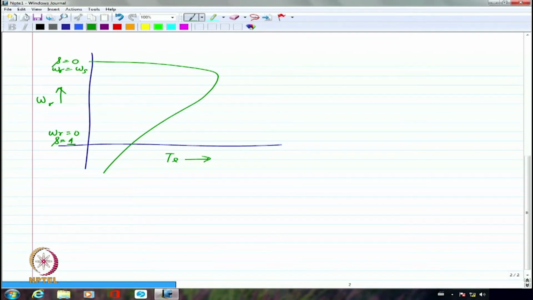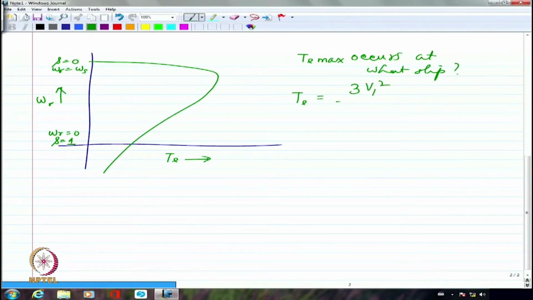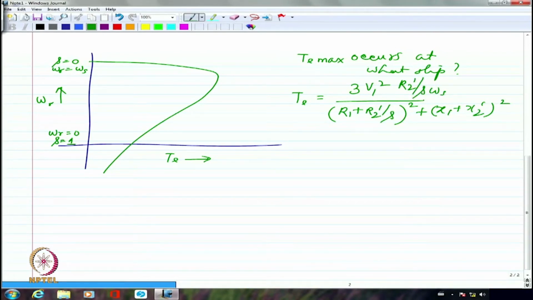Right? I asked you guys to derive where TE max occurs. At what slip? So we had an expression for TE. Let me write it all over again. 3V1 square divided by R1 plus R2 dash by S the whole square plus X1 plus X2 dash the whole square, R2 dash divided by S omega S. This is what we wrote as the torque expression.